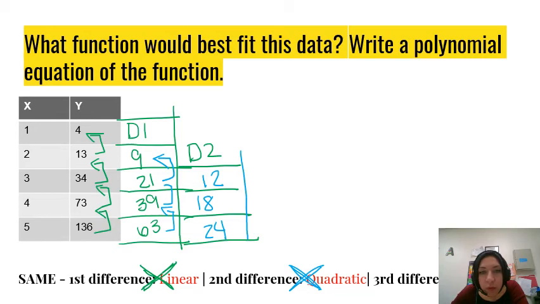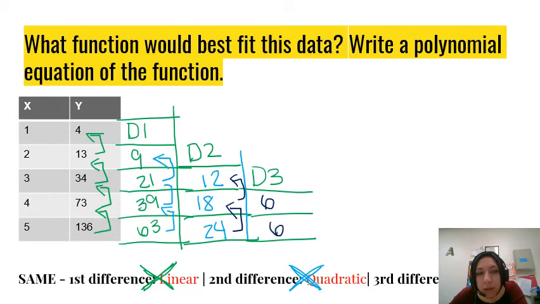So I have to do the third difference. And this is how you set it up. You always go one row down. When you're setting up the differences, you're going one row down, okay? So now we're doing 18 minus 12, we get 6. 24 minus 18, we get 6. So our third difference, we finally have the same difference.